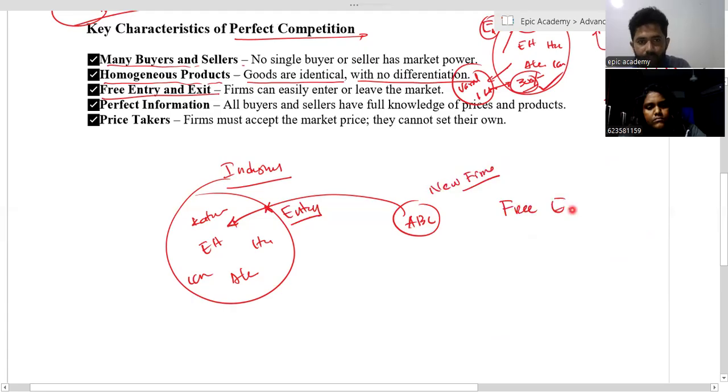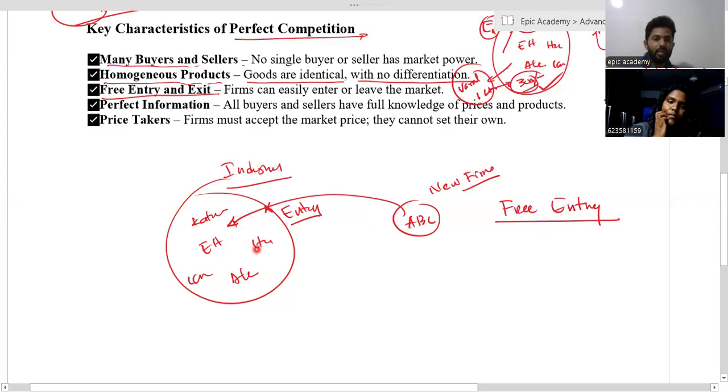If there are no restrictions to enter the industry, we call it free entry. If there are no restrictions, rules and regulations to enter the ice cream production, you call it free entry, isn't it? Yes. If there are some restrictions, rules and regulations, licenses, legal activities to enter that particular production, you call it no free entry. We call it entry barriers.